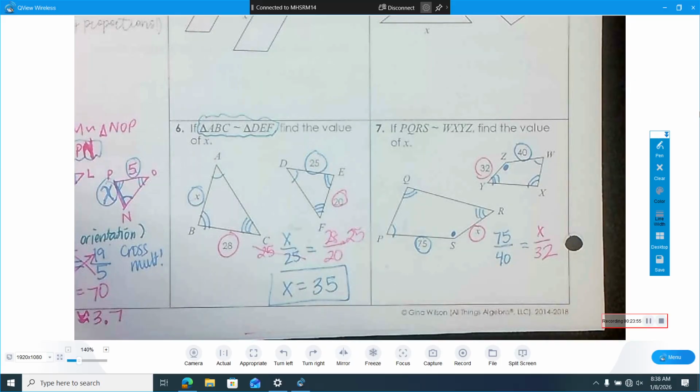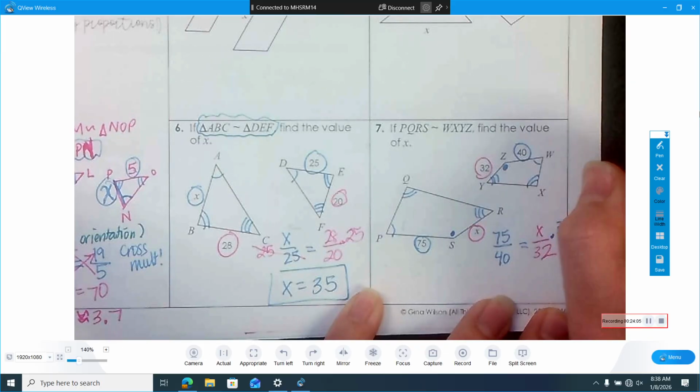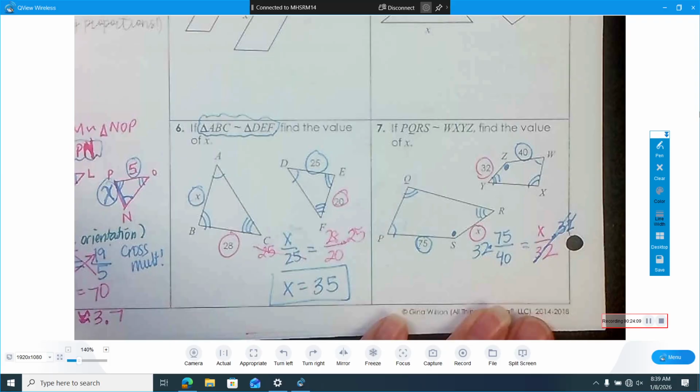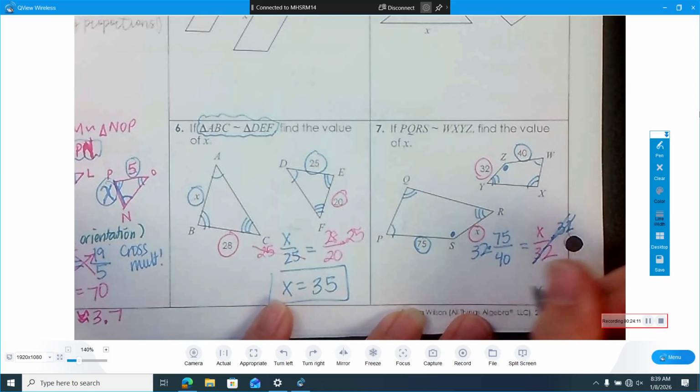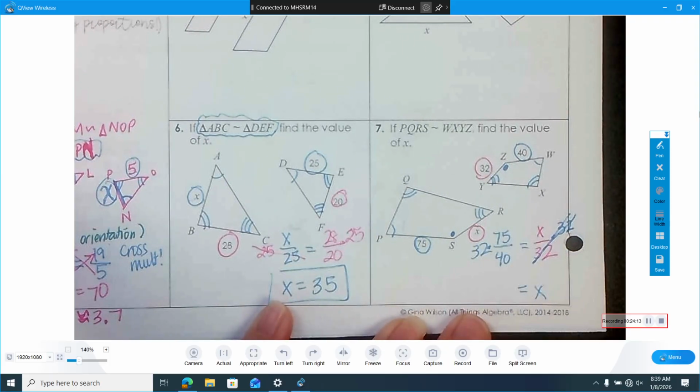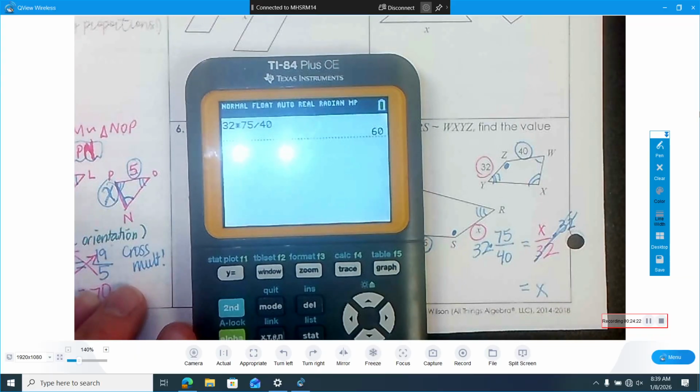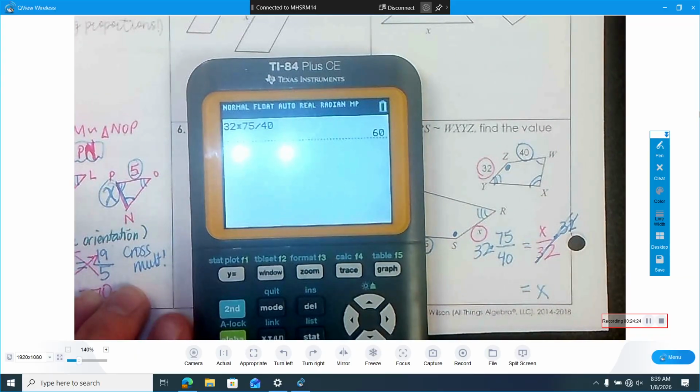All right. Now, again, how do you get X by itself? You cross multiply. You could. You multiply 32 times 75 and then divide by 40. Yeah, we can just multiply by 32 because our job is really just to get X isolated. So we need to get rid of the divide by 32. All right, so I can do 32 times 75 divided by 40. I get 60.